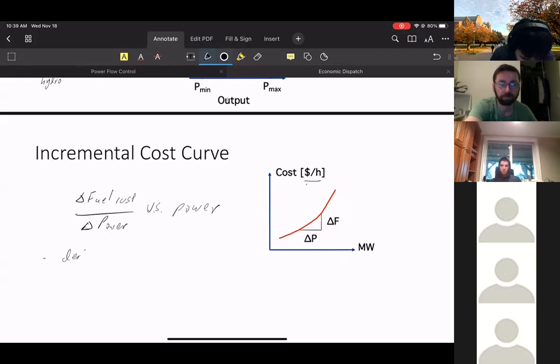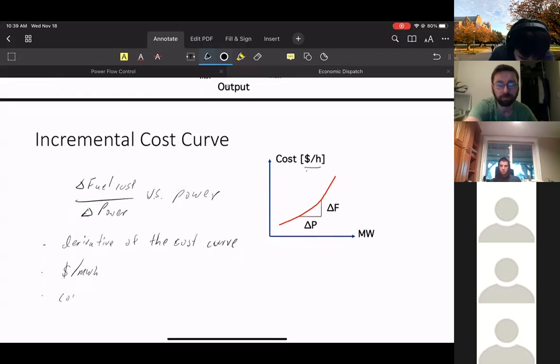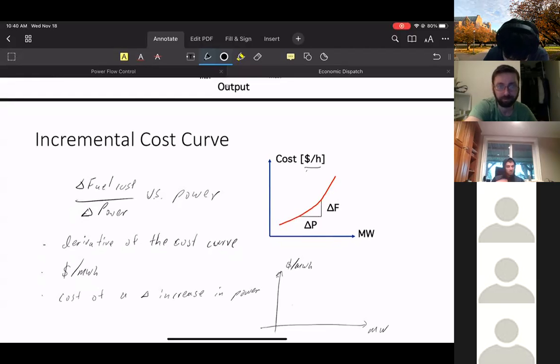It's often more interesting what the derivative is, not the absolute cost. This is in dollars per megawatt hour. You can think of this as the cost of a delta increase in power, the cost of the next little unit of power. If you draw the derivative of this curve, you get something in dollars per megawatt hour, a flatter line, something like this.